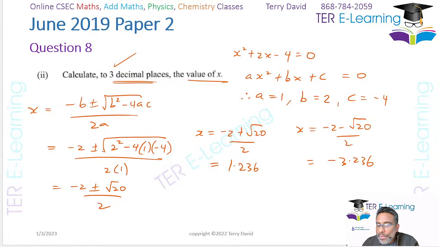Right? Now, we're talking about a length here, right? So the answer that we're going to use is x is equal to 1.236 cm. We're talking about length, so it has to be positive. So this is the answer that we're going to take.